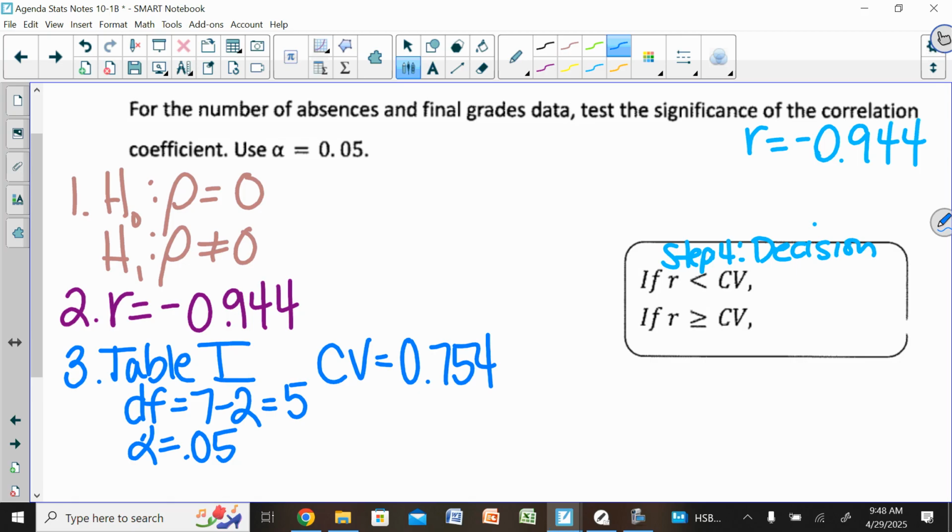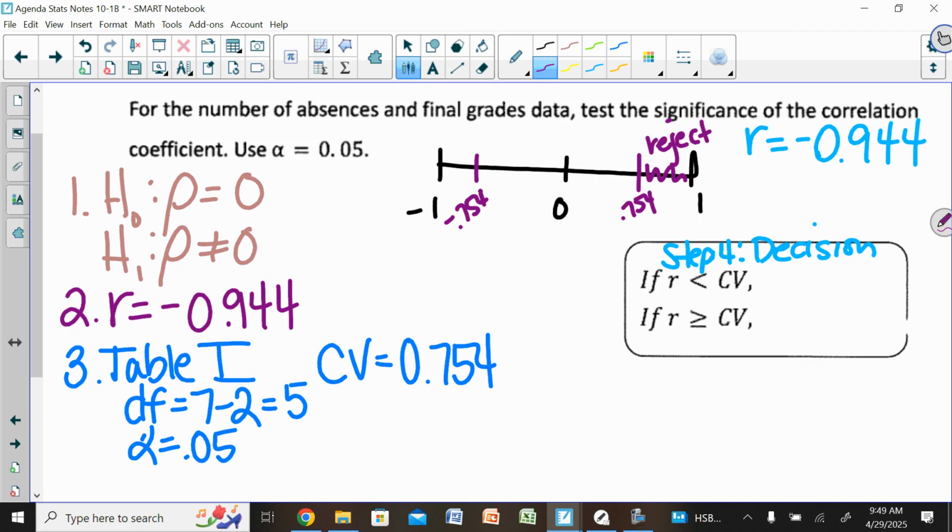So I want to tell you. What we're going to do is think about that r. Remember, r can go from positive 1 to negative 1. 0 means there's no correlation in the middle. My critical value is technically positive and negative. So I'm saying, all right, if this is 0.754, any test statistic or r value that fell between 0.754 and 1 is reject. Negative 0.754 critical value would be a reject. So if you like to picture it, you just think to yourself, well, where does 0.944 fall? It would fall here on that negative side, so it would be a reject.